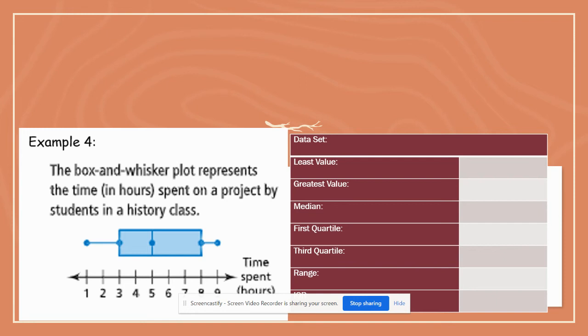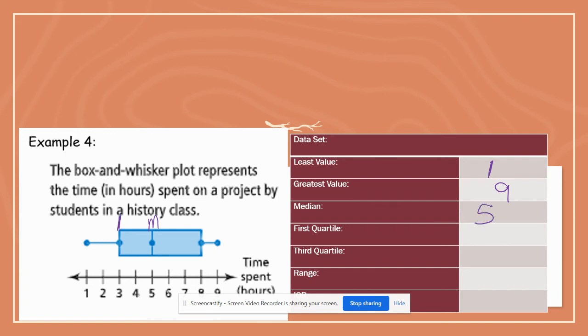Sometimes it's helpful to fill in our data set, so I'm going to go ahead and do that here to help me answer these questions. My least value according to this data set is 1. My greatest value is 9, because that's over here at the end. Our median is this line in the middle, and that matches up to 5.